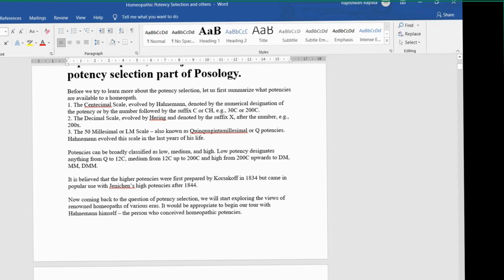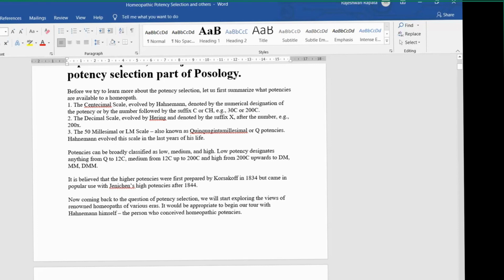Higher potencies are above 200C. So they go from the 200C potency up to the decimal scale or the millesimal scale, or the DMM. So that way they go on higher and higher. That is the higher potencies. So it is divided into three types in this way.